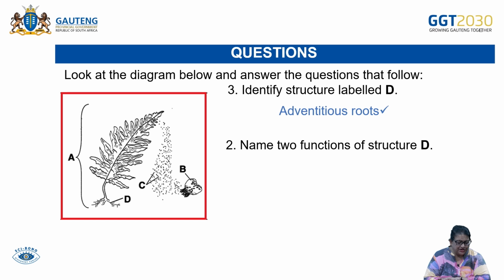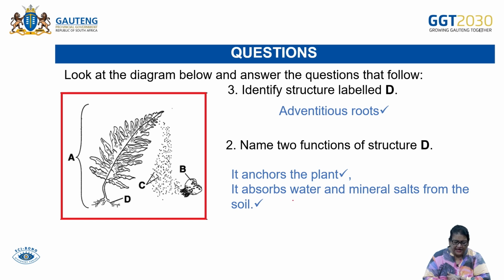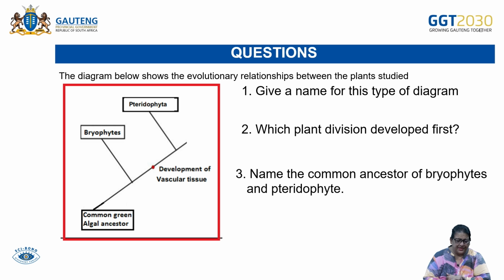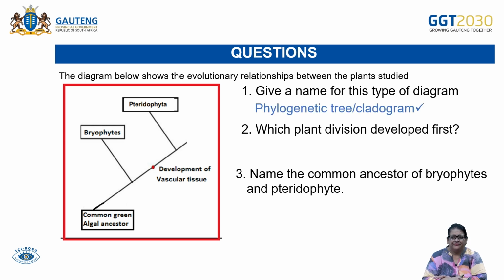Name two functions of structure D. What are roots there for? To absorb water and to anchor the plant into the ground. It anchors the plant and it absorbs water. Why do we need water? For photosynthesis. Give a name for this type of diagram. This is a diagram with a common ancestor and branches to give rise to more plants over generations. So this one is called what? A phylogenetic tree.